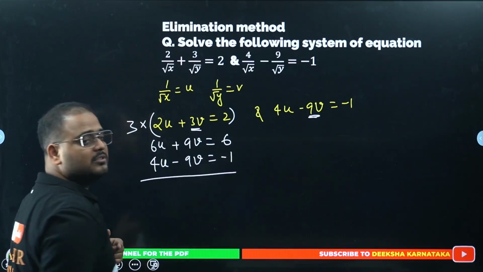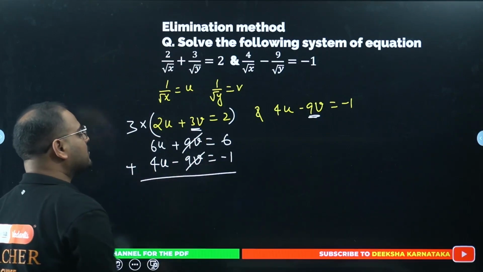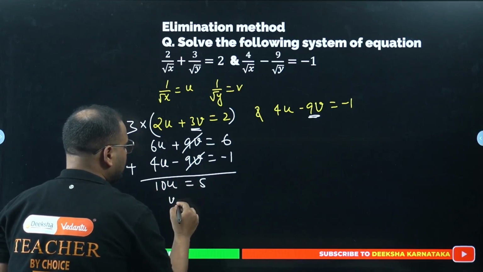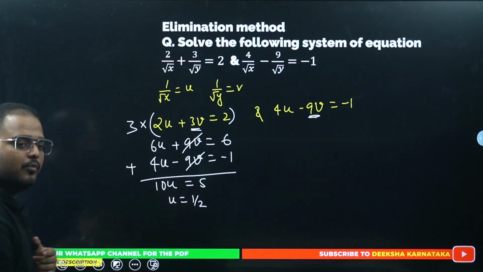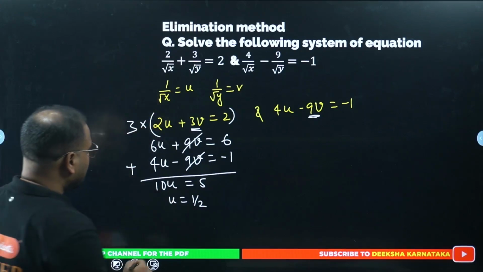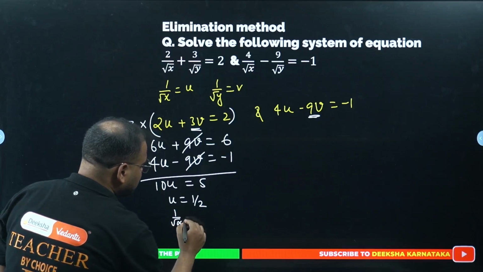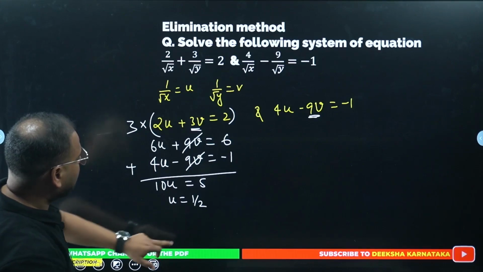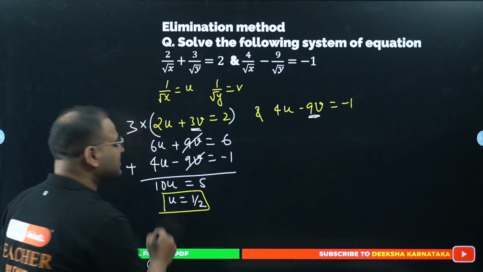Now add both the equations. If you add them, minus 9v plus 9v goes out. You have 10u equals 5, so u equals 1 by 2. How 1 by 2? 5 by 10 is 1 by 2. What is u? u is 1 by root x, so I can write 1 by root x equals 1 by 2. Let's find both the values of u and v first, then find x and y.